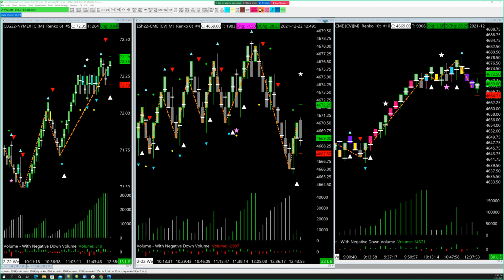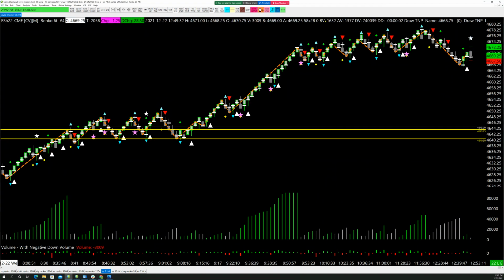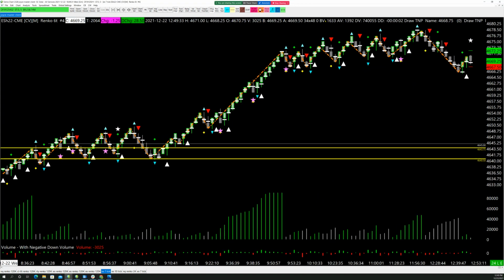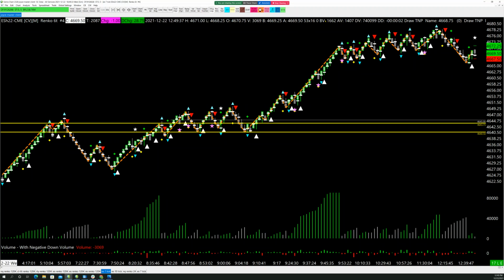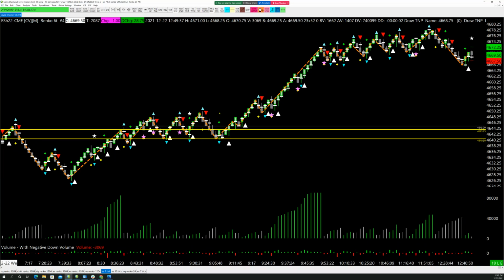So here's the ES trade. Here's my wave to the high on ES. Notice we have not broken the wave since 8:30 in the morning. This star, I want to show you where Elias's long was this morning. Elias took the long right here. Elias, correct me if I'm wrong.